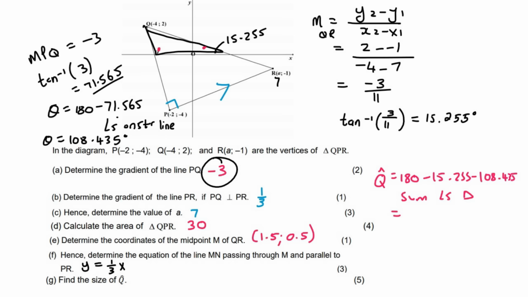And that's going to give 56.31 degrees. You might have done this in a different way. You could have used exterior angles and things like that. As long as you're getting to the same answer, it's probably good.